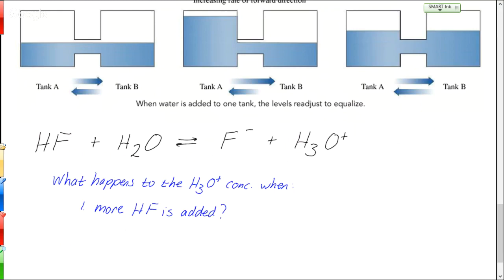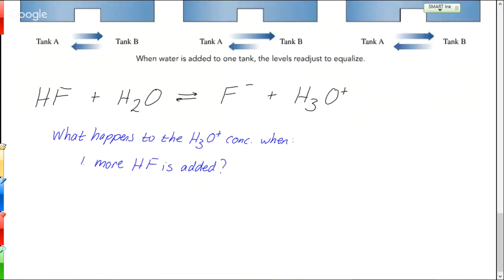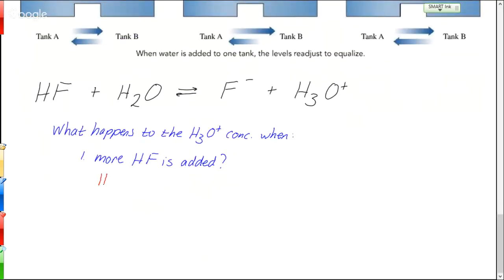It goes up because when you add more HF, you are increasing the level on this side. So when it re-equilibrates, when it tries to reach equilibrium again, it has to flow over to the other side, just like the water, and make more products. So when more HF is added, the hydronium ion concentration increases. You make more of it. So you put more of this in, you're going to make more of this. It's going to flow over that way.